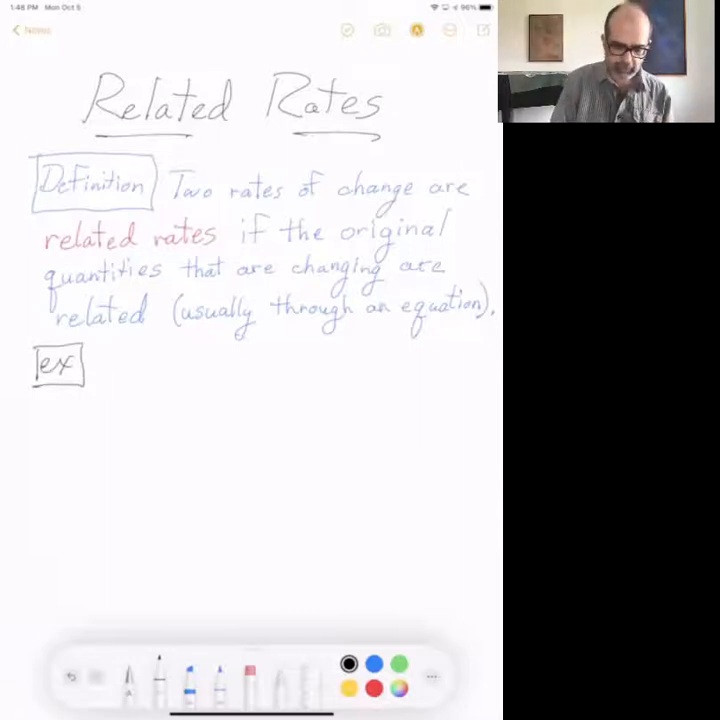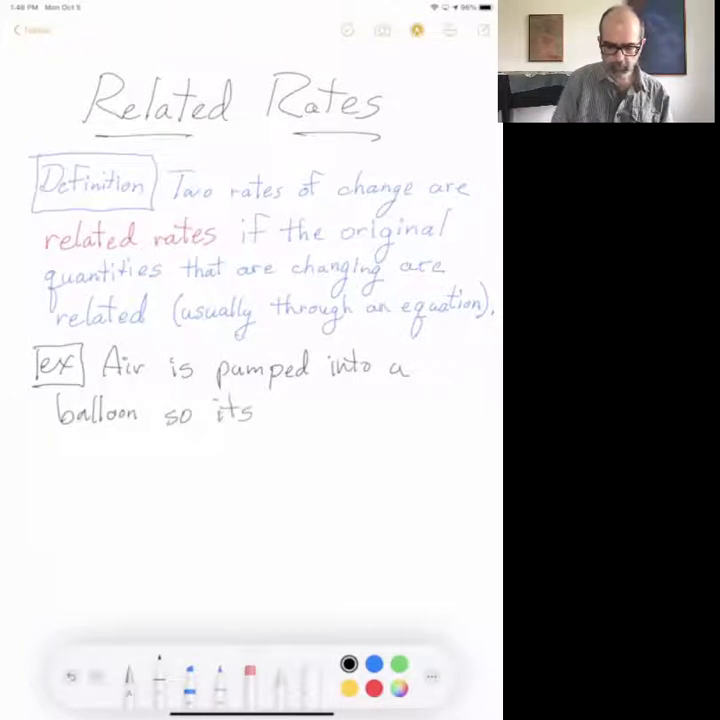So think about air being pumped into a balloon. This is kind of a classic example. And let's say that the balloon's volume increases at the rate of 100 cubic centimeters per second.